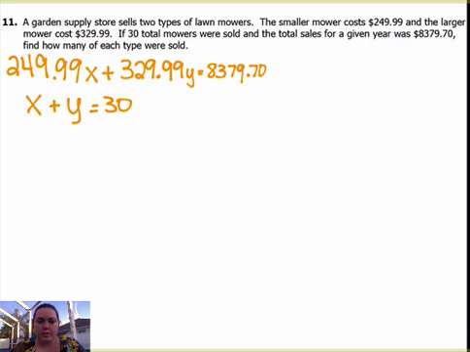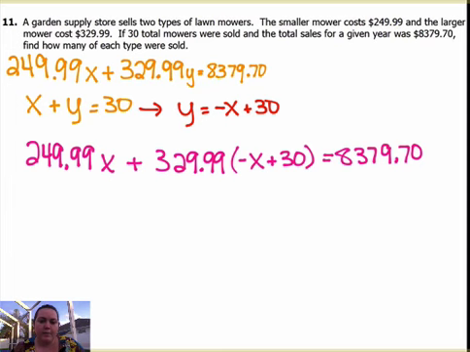Okay, so $249.99 for the smaller one, we'll call that X, plus $329.99 for the larger one is Y, and the total of that was $8,379.70. And I know that of the 2 types of X and Y mowers, I sold a total of 30 of them. So X plus Y equals 30, which I'm going to use substitution. I'm going to get Y by itself. Y equals negative X plus 30. And then I can plug that in for Y in the top equation.